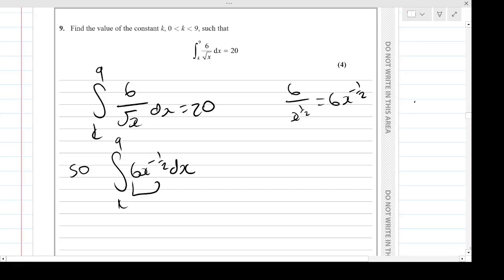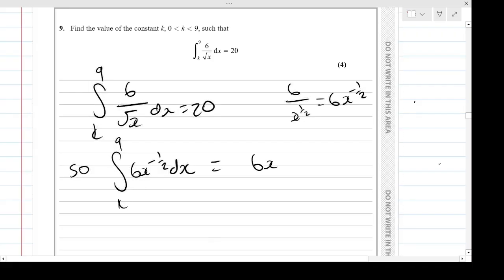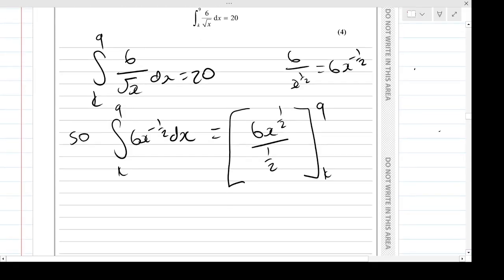Then I just integrate this. So that would be, if we were to integrate it, 6x, then minus a half, we add 1 to the power, so it'd be positive a half, then divide by a half. And again then, we add our square brackets because we're integrating between 9 and k. That's the limits going to sub in. Well, firstly, we can just simplify this whole nasty fraction here. So this is basically 6 divided by half. If you put 6 divided by half in your calculator, you get 12. So this is 12x to a half.